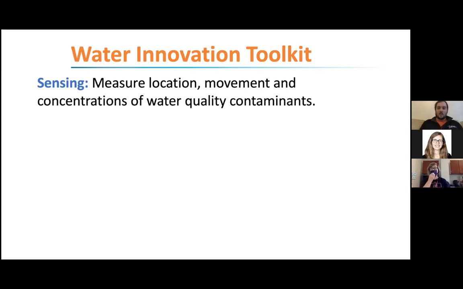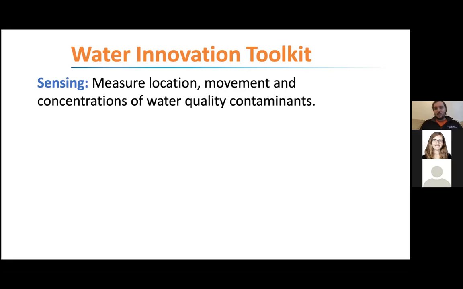There's this thing called sensing. And when people think of sensing, they think often of a little device that goes in the water or goes somewhere and gathers data in real time, frequent updates, that sort of thing. But sensing is broader than that. It's really any sort of tool that lets you measure the location or movement or concentration or amount of a water quality contaminant. And that could be lead, for example, or fecal matter in the water.